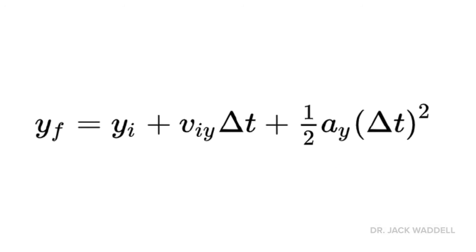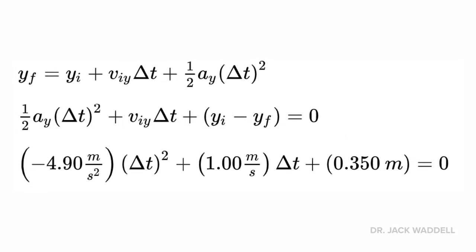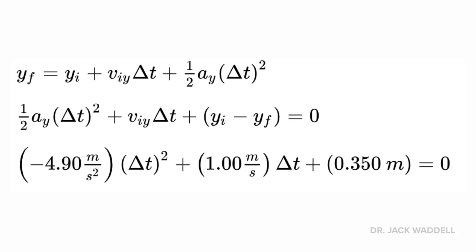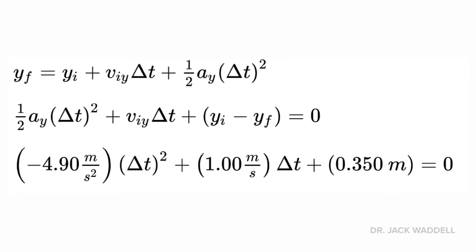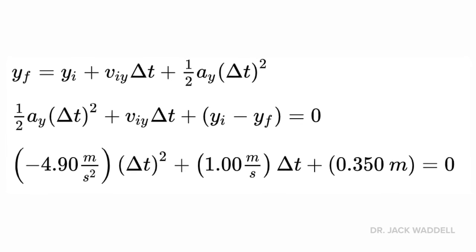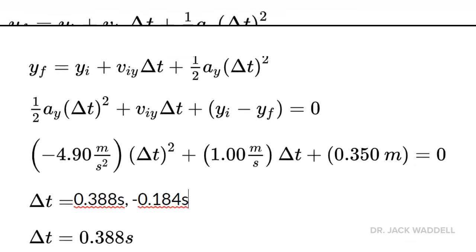The only equation that has delta t as its only unknown is this one. But it doesn't solve very easily. As we arrange this equation, we see that it's a quadratic. So what we're going to do is plug in our values with it arranged as a quadratic in t squared.